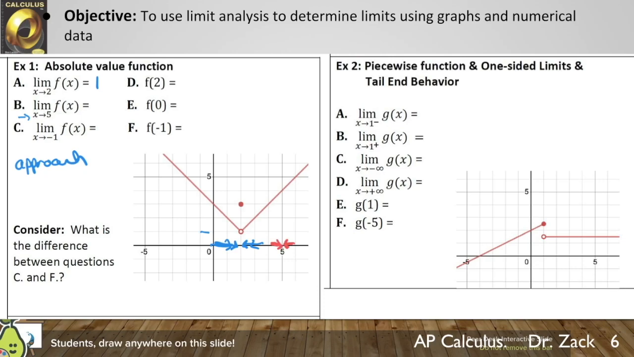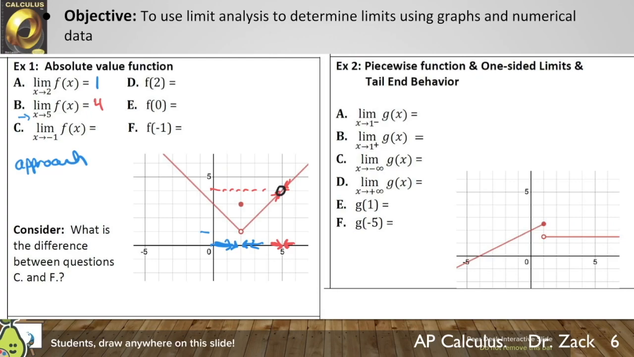Now you might be asking yourself, how do I know I'm looking at the left and right side? And the answer to that is I haven't specified either side, therefore I must be approaching from both sides. So coming from the left and the right side, let's see here. The y value looks like it is 4 as we approach from the left and the right side. Notice though, once again, I'm not touching the number 5.